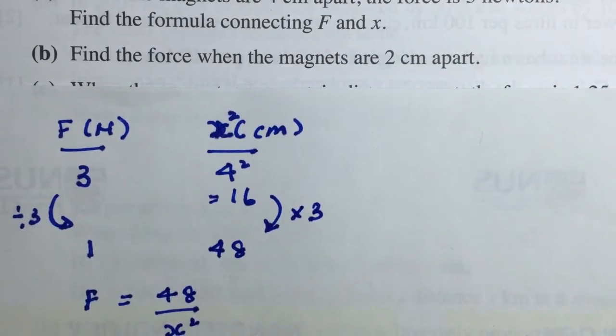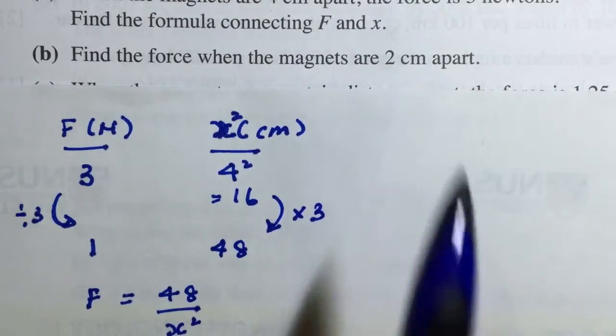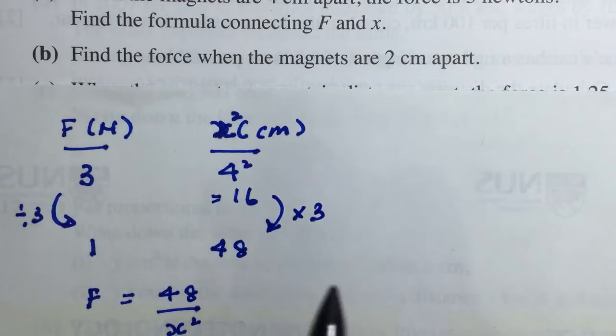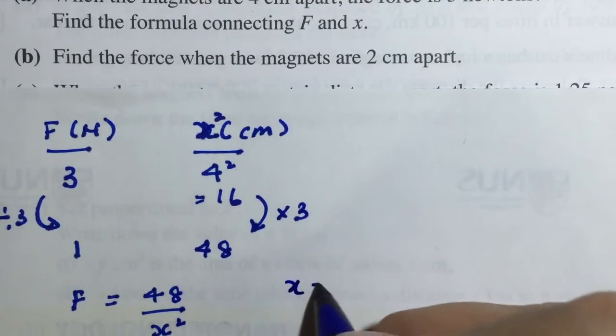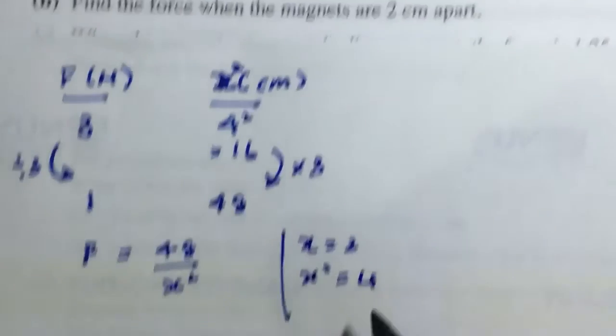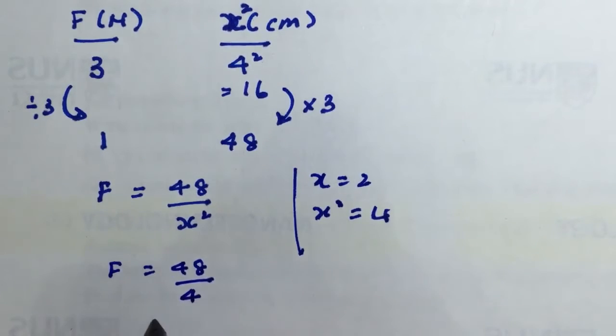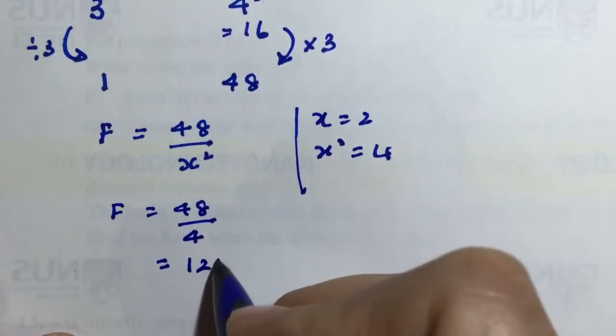Now once we have the formula, they say to find the force when the magnets are 2 cm apart. This is pretty simple since the formula is given as such. When the magnets are 2 cm apart, we have to always remember that 2 cm apart means x is 2, and x squared is equal to 4. So we have to use this. My force will be 48 divided by 4, and this will give me 12 newtons.